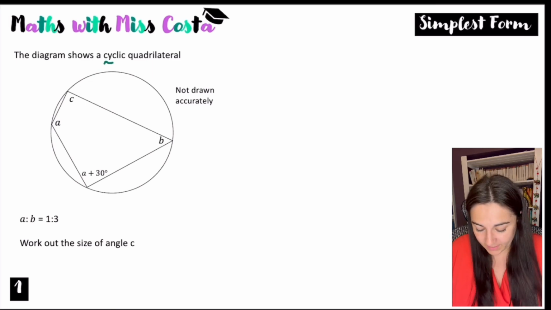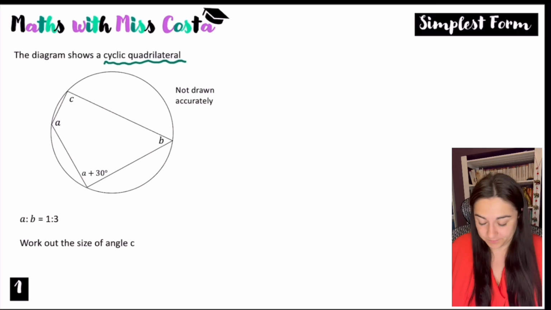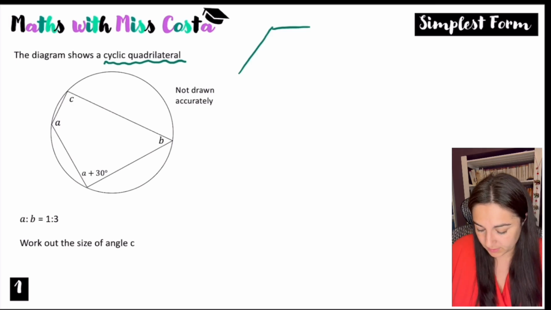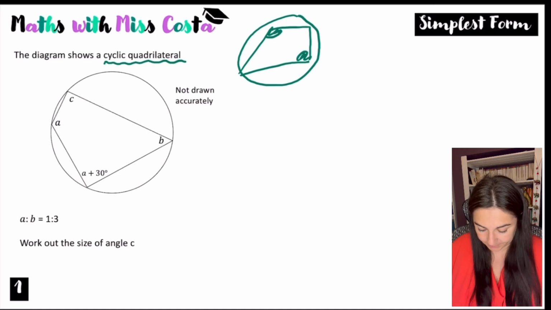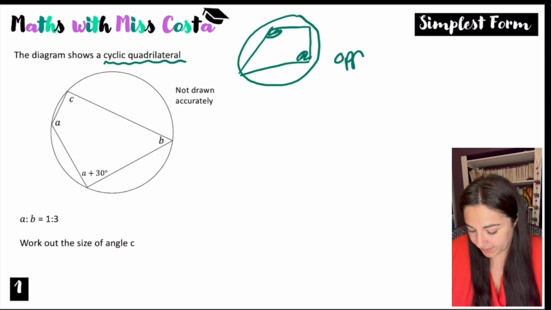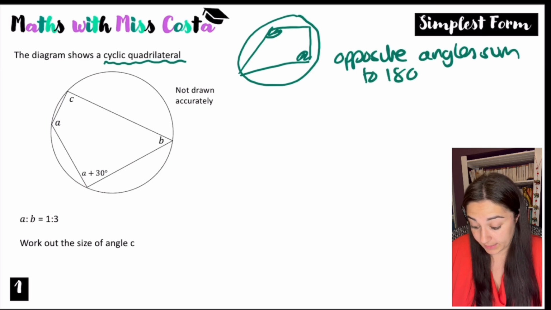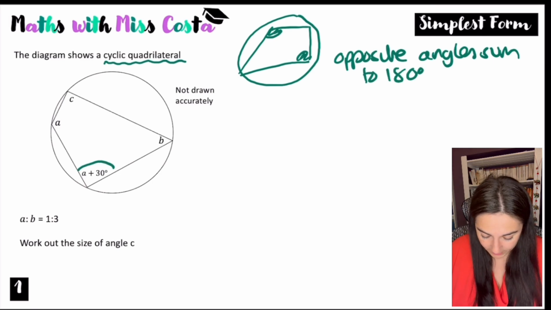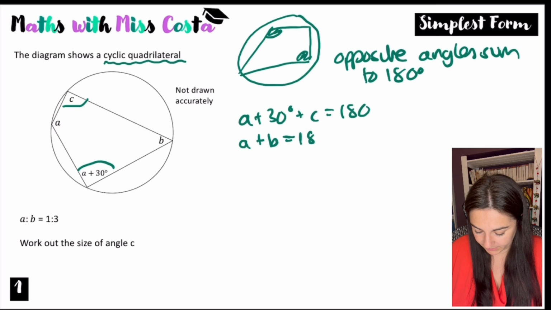So here we are shown a cyclic quadrilateral. Now, what do we know about cyclic quadrilaterals? Well, hopefully you know that in a cyclic quadrilateral, so anything that is kind of like encompassed by a circle, you know that opposite angles sum to make 180 degrees. So we need to use that information. So opposite angles sum to 180 in a cyclic quadrilateral. So therefore we know that A plus 30 plus C must equal 180, and we know that A plus B must equal 180.